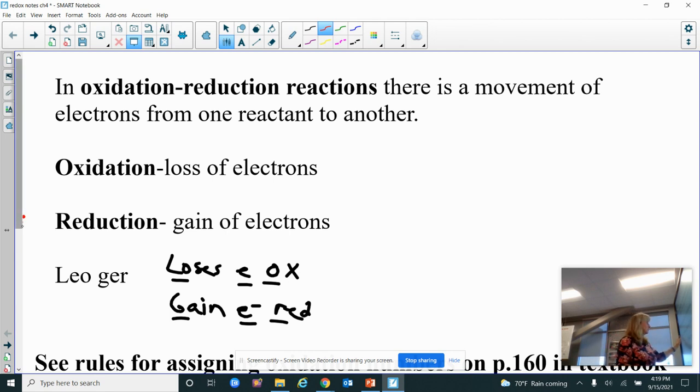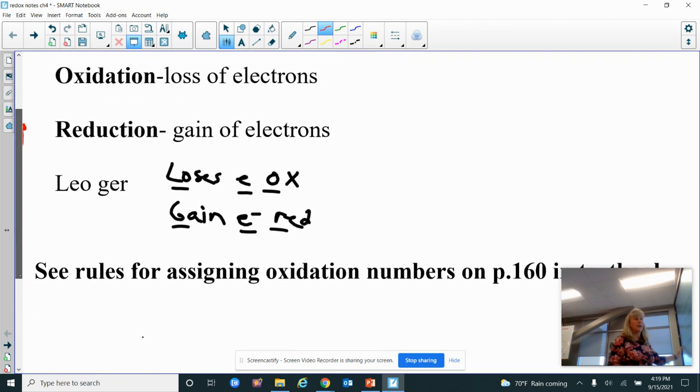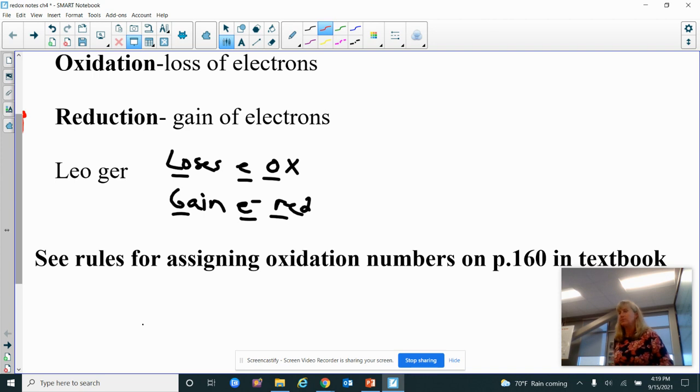Now we have some rules about assigning oxidation numbers, and in our textbook, it's on page 160. On page 160, there's a list of rules. Rule number 1: for an atom in its elemental form, the oxidation number is 0.